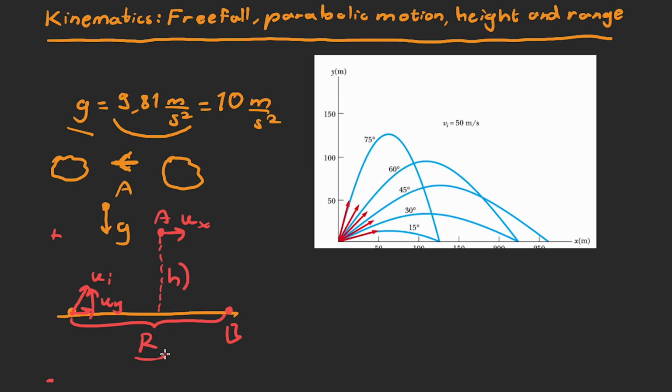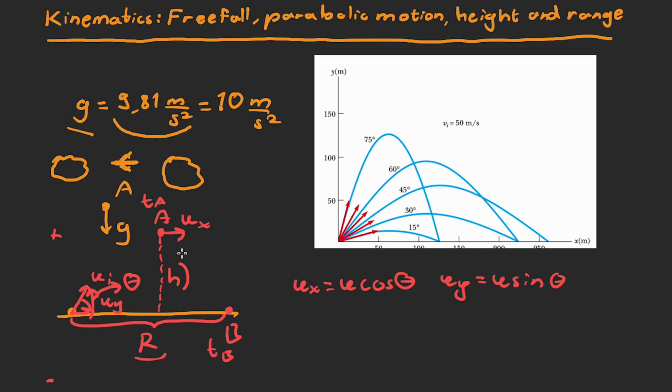So let's define these values. We have the initial velocity, and let's just call that v. The horizontal velocity, calling this angle theta, would be equal to v times cosine theta. And the vertical velocity would be equal to v times sine theta.